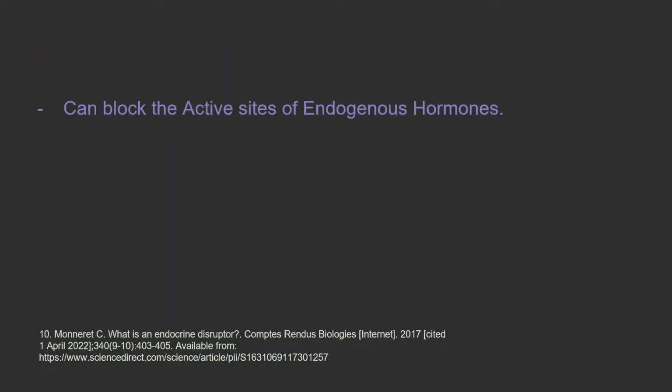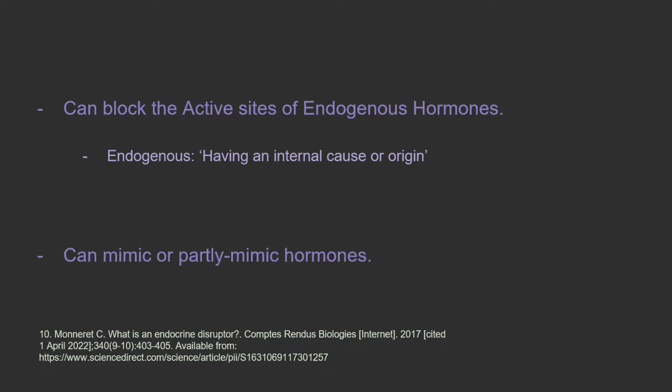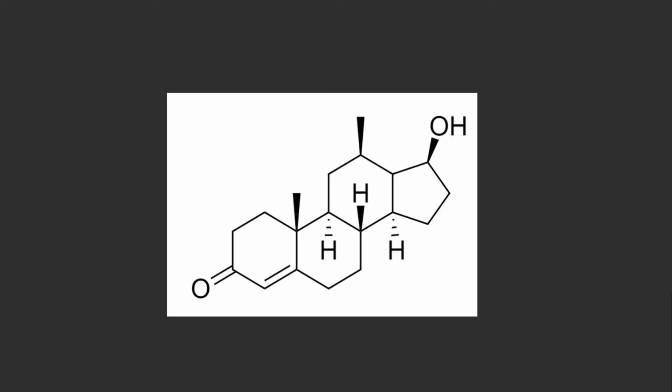Now, EDCs can work in two different ways. They can either block active sites of hormones, or they can mimic them, both of which have adverse effects on your body. Having similar chemical structures, these phthalates also have similar properties as endocrine disruptors, and their most discussed effect is that on testosterone levels. This molecule here being testosterone.